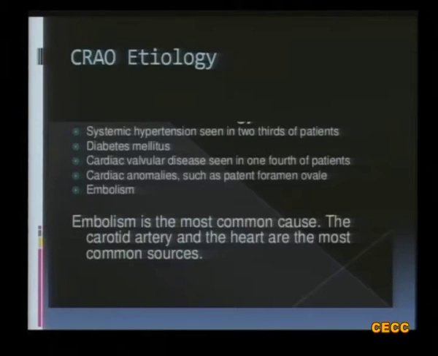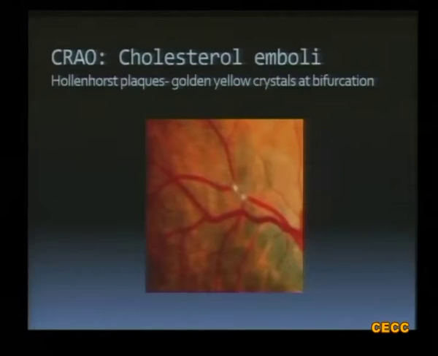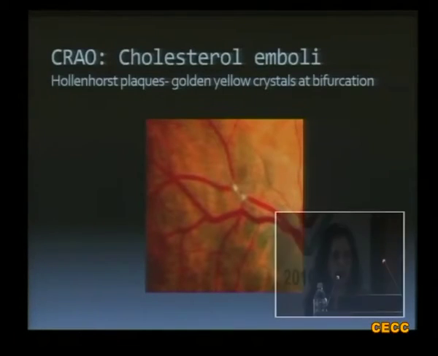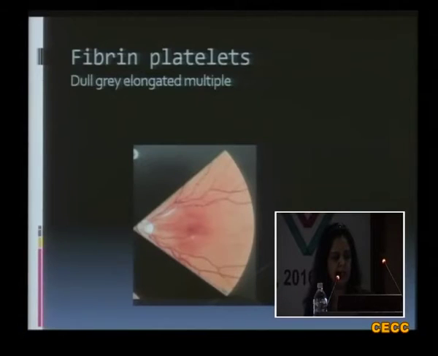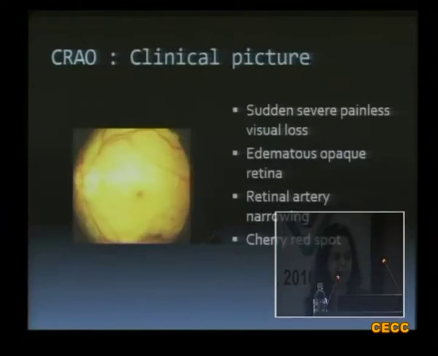Now, if you come to CRAO, the commonest cause is embolism from the carotid artery or the heart, and these are the various types of emboli that may be seen. Cholesterol emboli called Hollenhorst plaques, fibrin platelets, or calcific emboli.